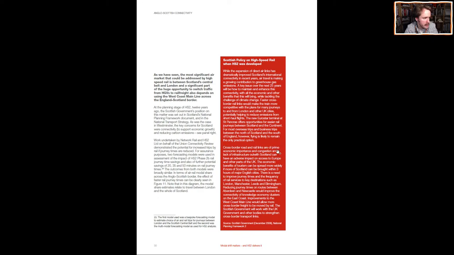Cross-border road and rail links are of prime importance, and congestion and lack of infrastructure outwith Scotland can have an adverse impact on access to Europe and other parts of the UK. A Scot has written this, because outwith is a Scottish word. Fine, lovely, grand. Any discussion of borders here? No, fine. It's just a general policy summary, I think.